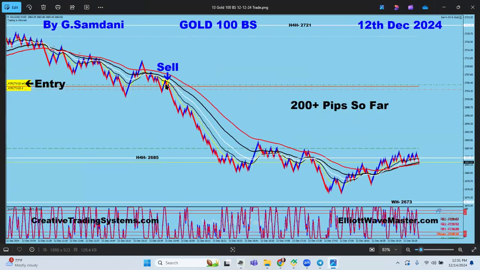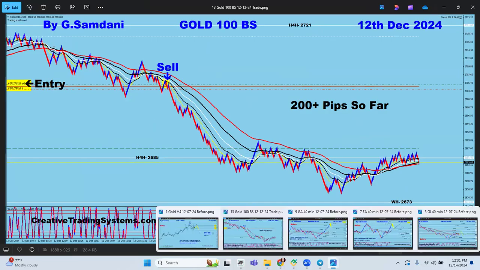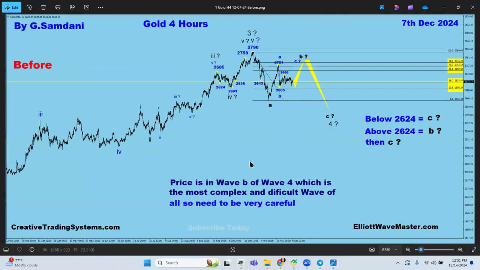Gold. Now gold went up. I had two beautiful long trades. Now it's making the turn to the downside. When? Let me show you. This was to the upside, and this is what happened to this chart.